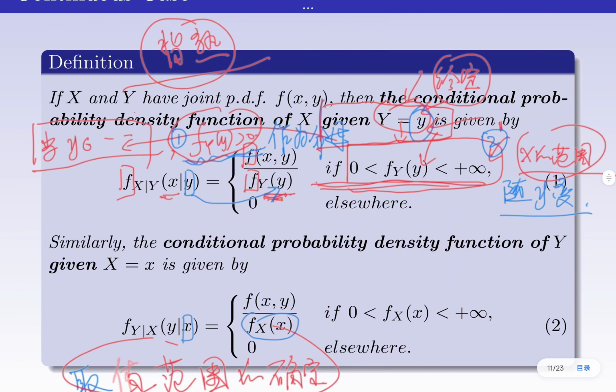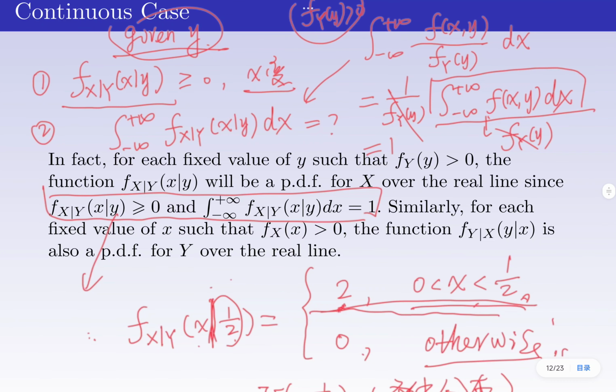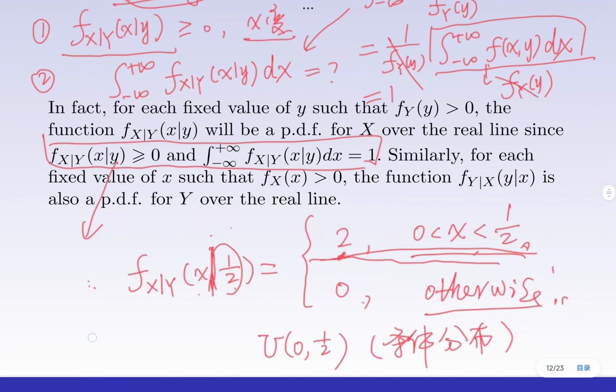And if x and y have the joint density, however, they are different. The continuous case means that, in fact, for each fixed value of y such that f_Y(y) is bigger than 0, the function will be a PDF over the real line, and outside that it is also defined over the real line. The meaning is just that.